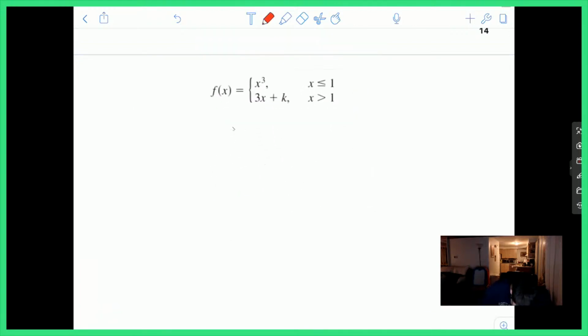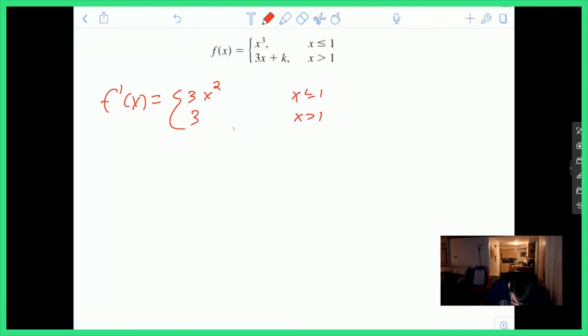So let's find my derivative. So f prime of x is going to equal, so let's cheat first and let's do the definition after. So let's cheat first. This is 3x squared if x is less than or equal to 1, oops, my bad, 3x squared. And then the derivative of 3x is 3. And the derivative of k with respect to x is 0, because k is a constant. So greater than 1.